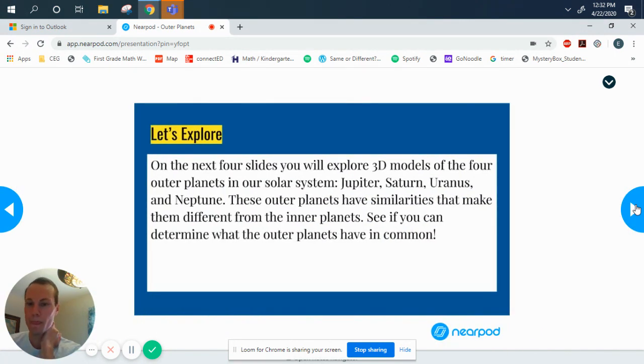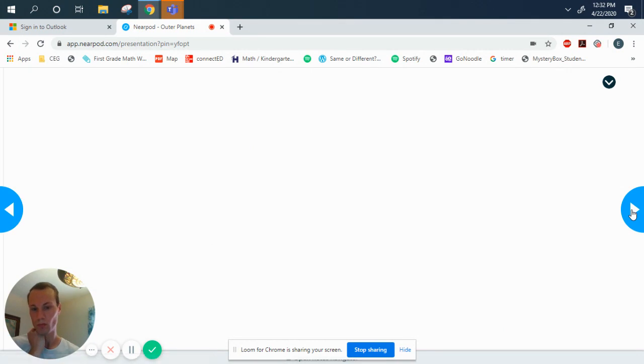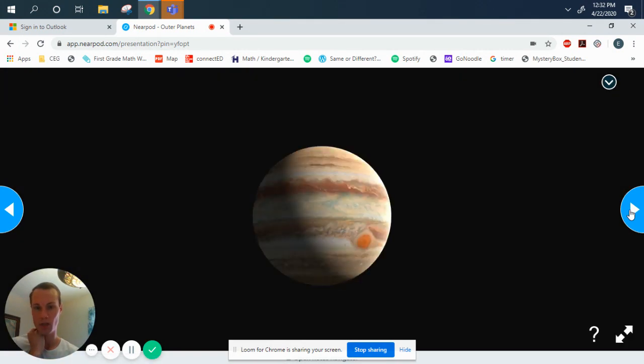Well, let's explore. On the next 4 slides, you will explore 3D models of the 4 outer planets in our solar system: Jupiter, Saturn, Uranus, and Neptune. These outer planets have similarities that make them different from the inner planets. See if you can determine what the outer planets have in common. I just want you to look at the models, see if you can figure out what they have in common. So first up is Jupiter.